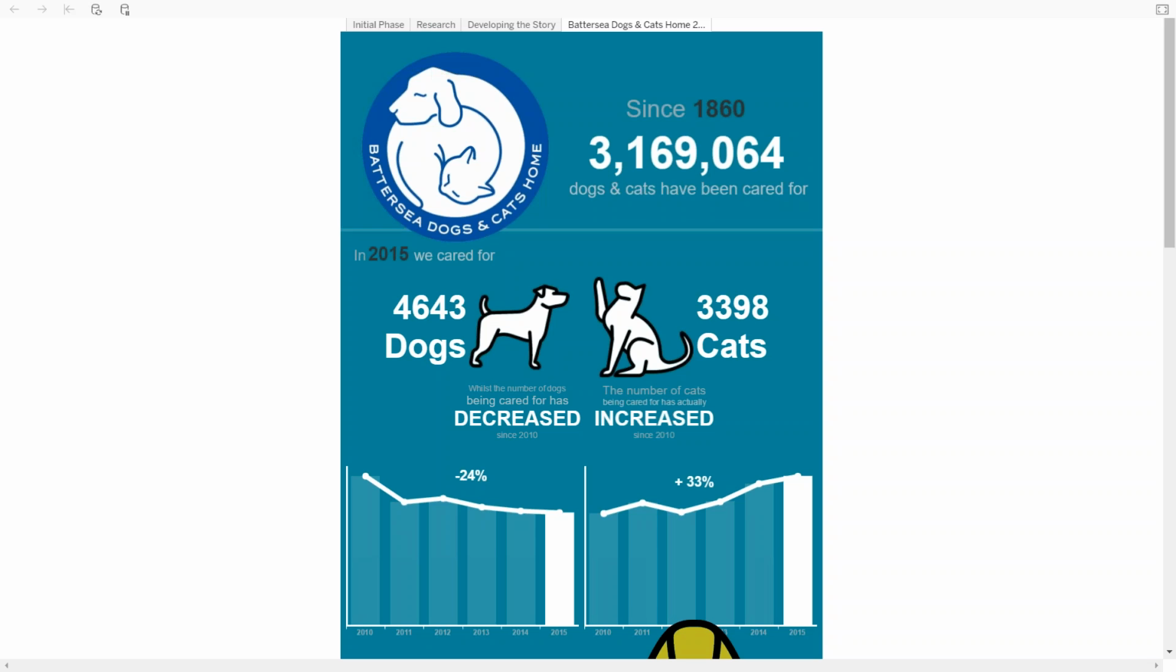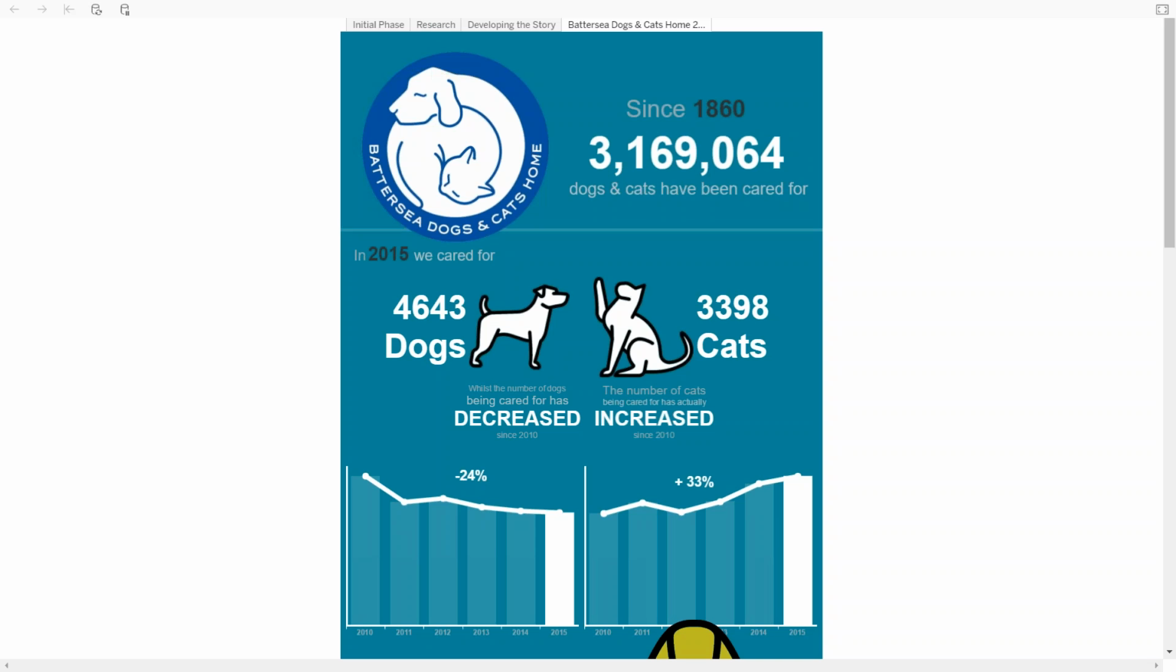Oh, right, brilliant. I've had a couple of people contacting me from Battersea just saying, great, thanks for doing this. Really get our logo off. Yeah, that's it. You're infringing our copyright. Take it off.